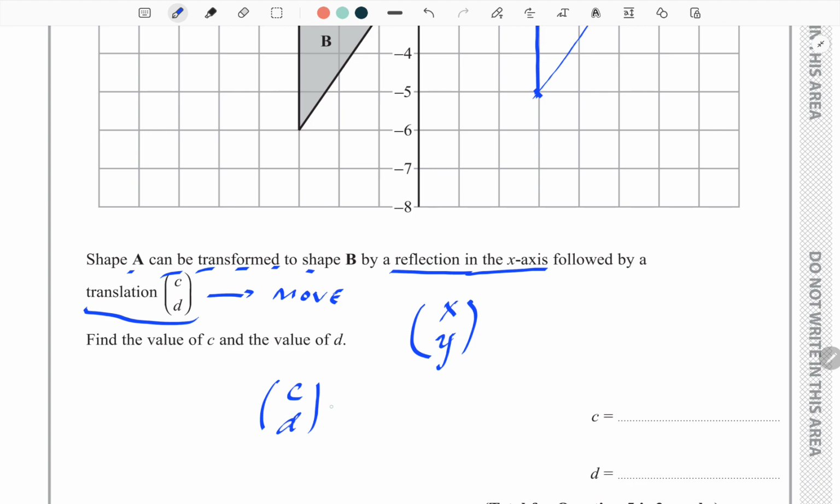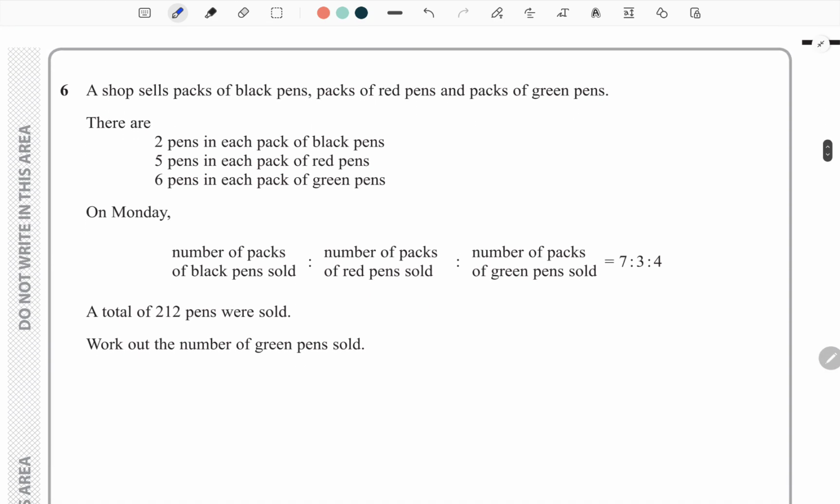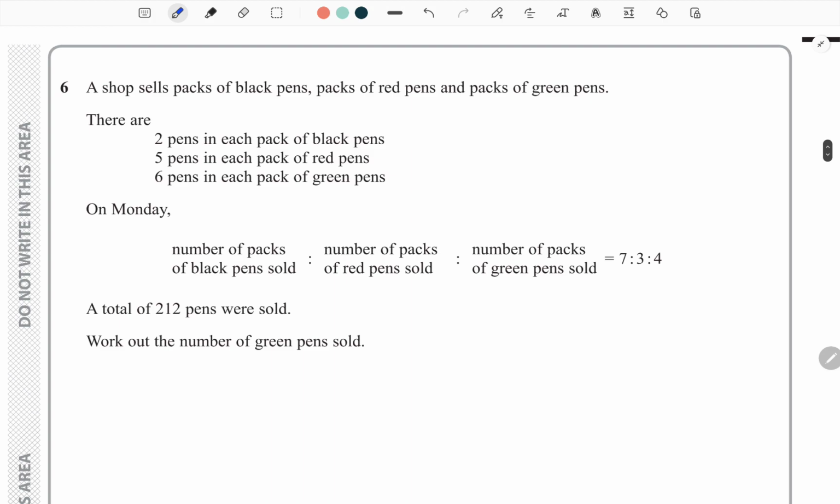CD is minus 4 minus 1. All right, that'll move it onto shape B. Putting that in. Okay. Right. Number 6. This is a lot of words for what is actually a rather simple question.